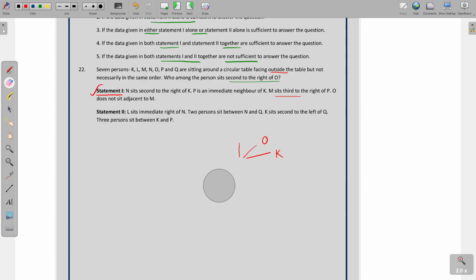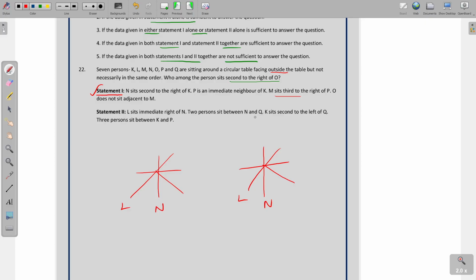Statement 2. See the first one. L sits immediate right of N. So again I am taking 7, and again I am taking 7. L sits immediate right of N. 2 persons sit between N and Q. Between N and Q, 2 persons are there. So it is the first possibility, it is the second possibility.